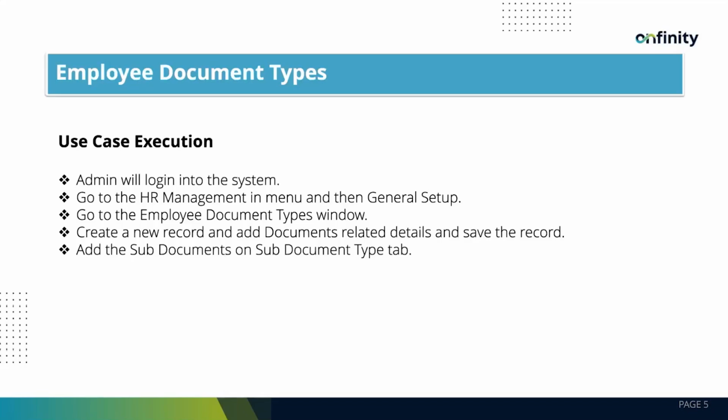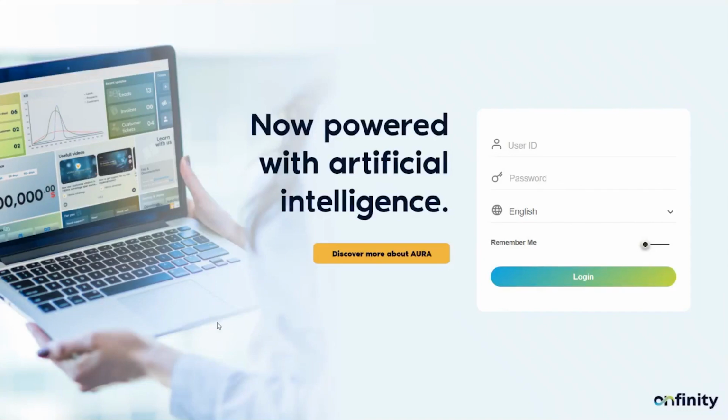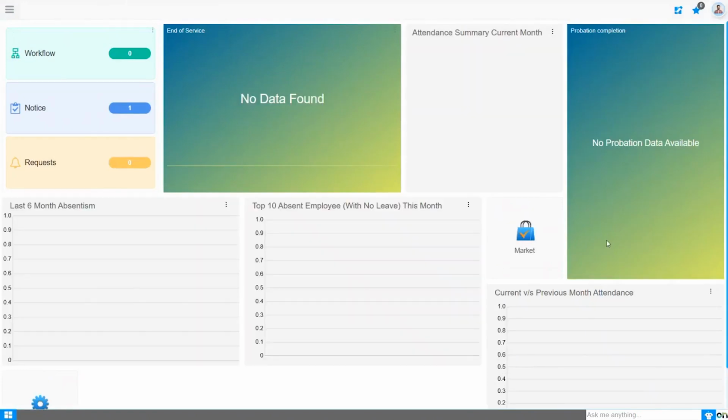Now, let's see how this is implemented in the system. We begin at the login screen, where the administrator logs in using their unique credentials. You enter your user ID and password, then click on Login. Upon a successful login, you will see the system dashboard, which contains several widgets. The data in these widgets will appear after transactions have been performed.